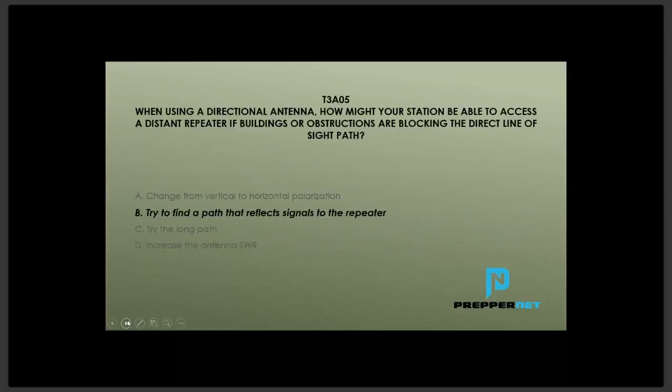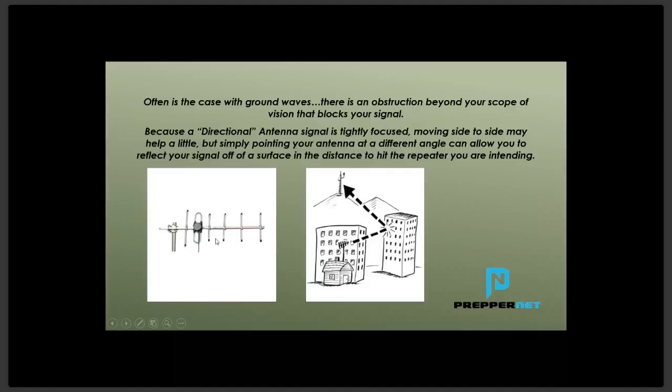When using a directional antenna, how might your station be able to access a distant repeater if buildings or obstructions are blocking the direct line of sight? Sometimes you can find a different path to reflect your signals, basically is what they're trying to say. With a directional antenna, you're directing your signal very focused in a very deliberate direction. With a normal antenna, the signal's going everywhere, 360 degrees around you, bouncing off of buildings and hard objects all around you. With a directional antenna, that's not the case. Here on the left is an example of a directional antenna. It is sending a beam directly in a specific direction.